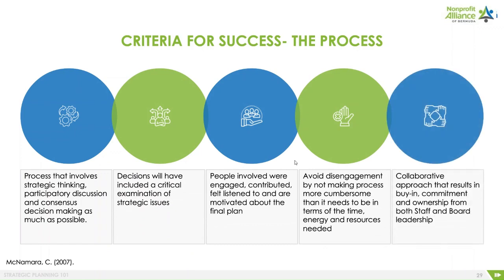Welcome back. We're now going to look at criteria for success in the strategic planning process. This process involves strategic thinking. It involves participatory discussion. It involves consensus in decision making as much as possible. Decisions should include a critical examination of strategic issues.